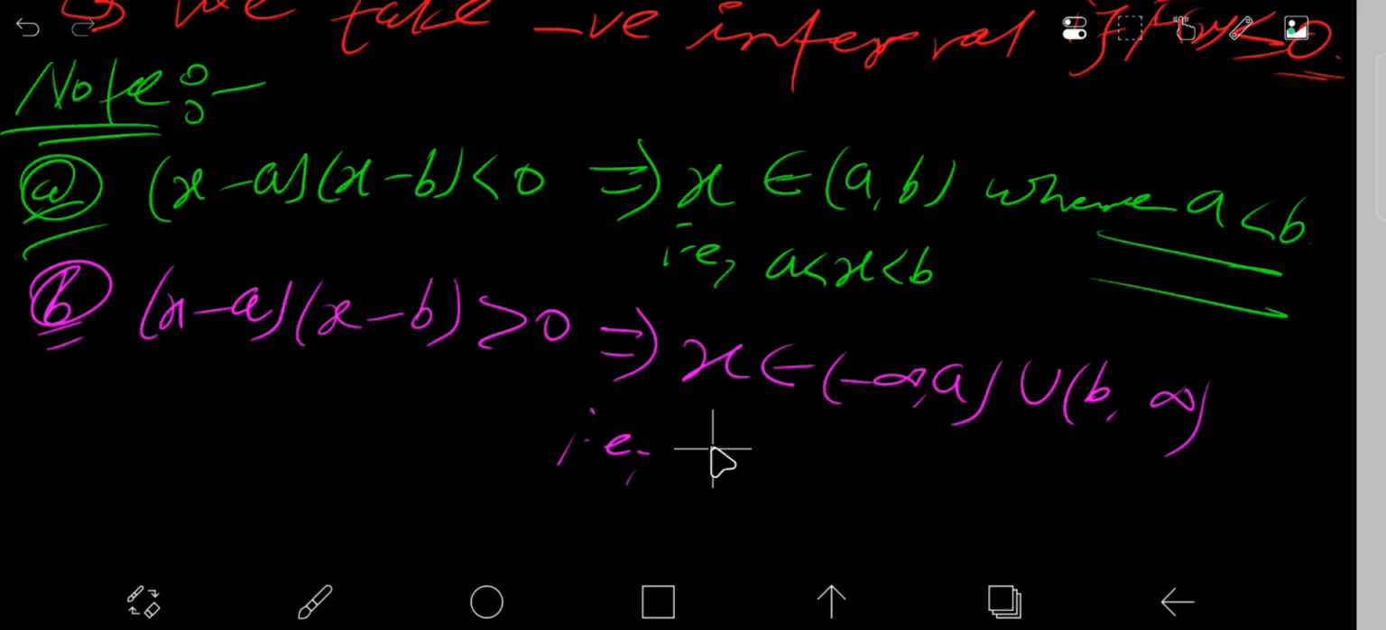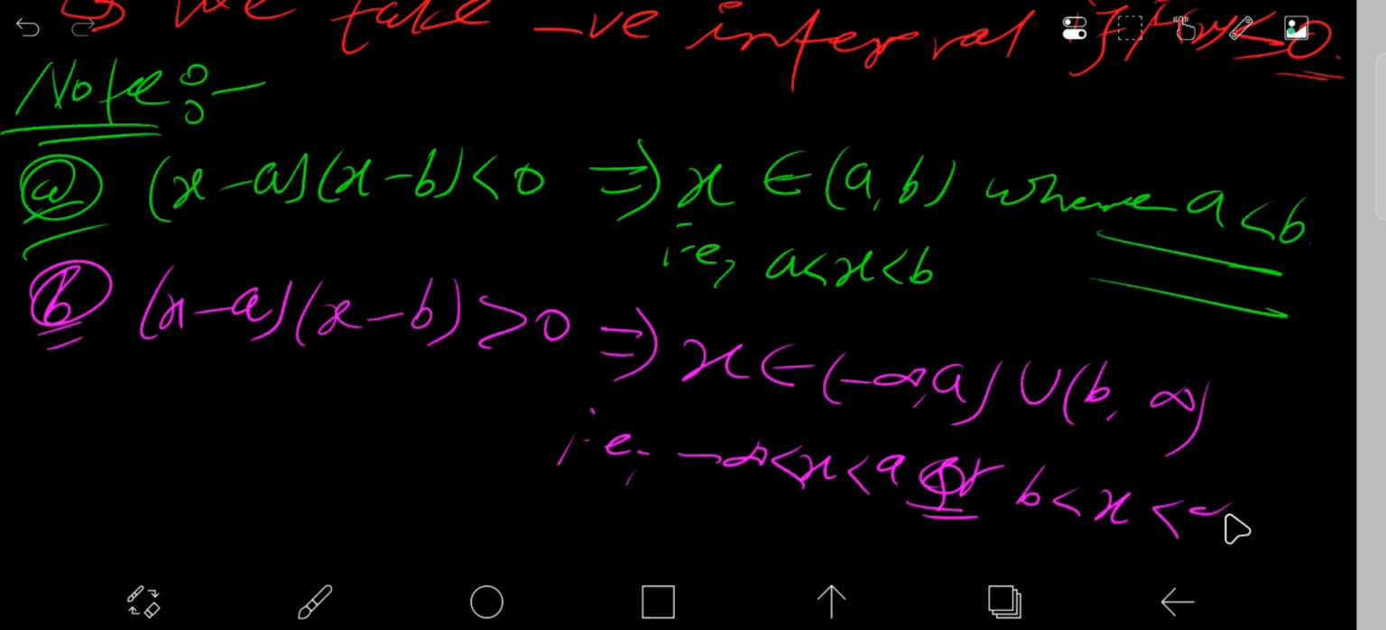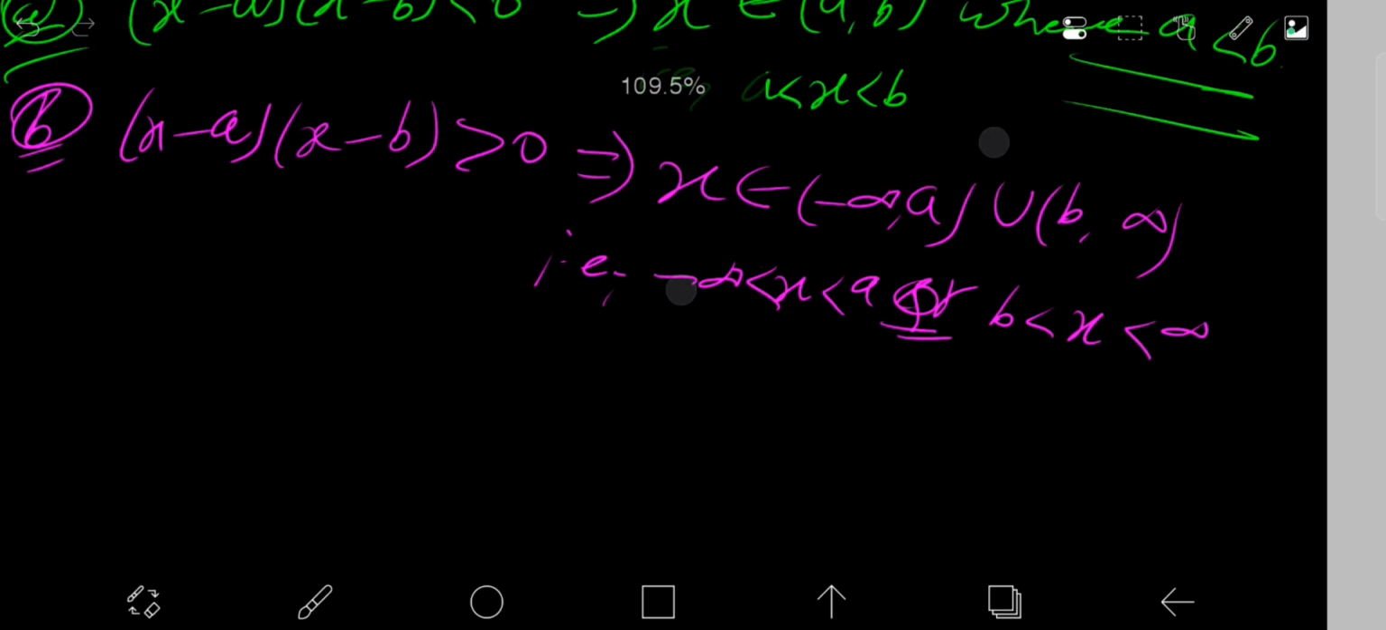This solution we can also write as: either x lies from minus infinity to a, or x lies from b to plus infinity.